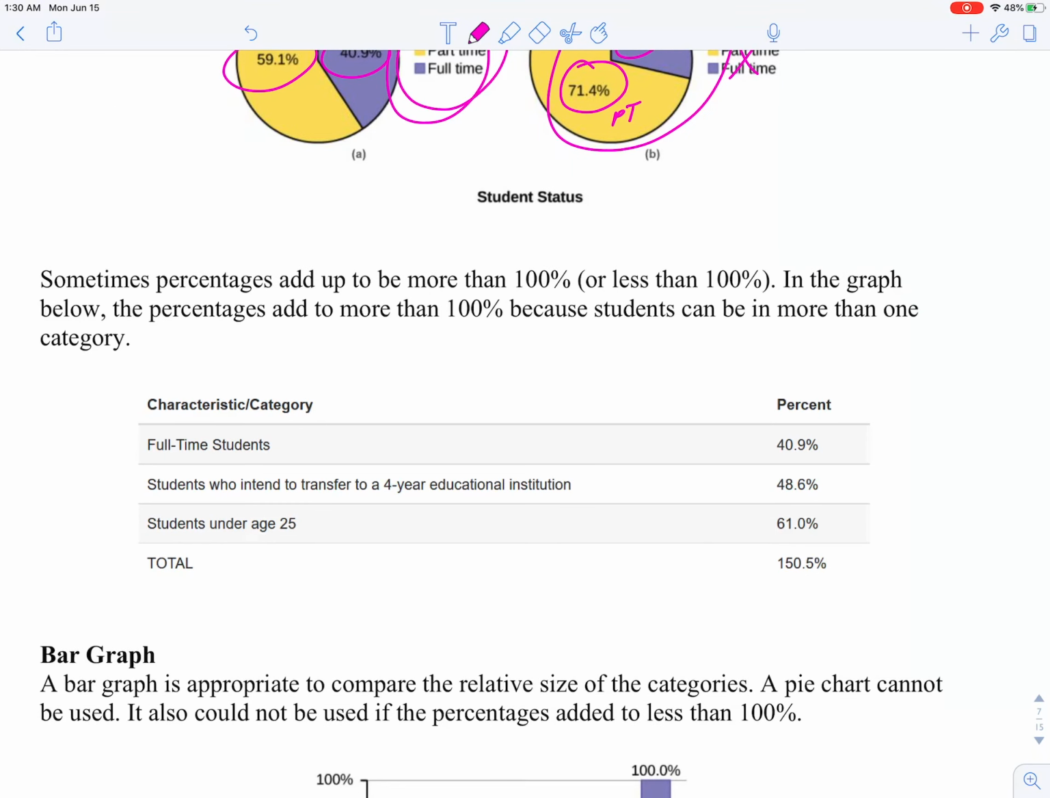Sometimes the percentages add up to be more than 100% or even less than 100%. But that's usually due to rounding issues. Okay, in the real world, of course, in reality, you've got to get 100% of your data. So in the graph below, the percentages add to more than 100% because, in this case, students can be in more than one category. So if you add those up, that's why it shows 150.5%. Because, for example, you could say you're a full-time student and you're under 25. So you're double counting those people. All right.